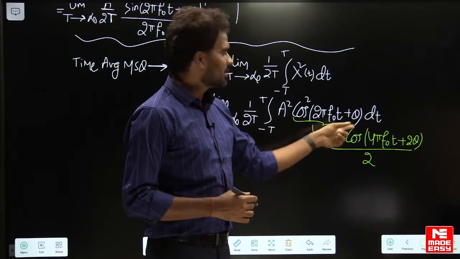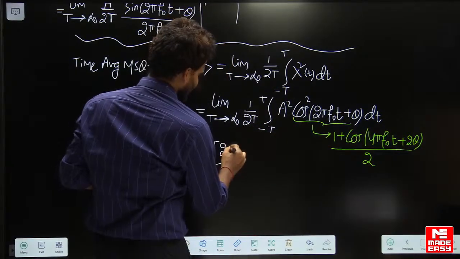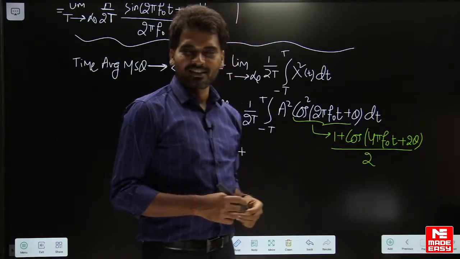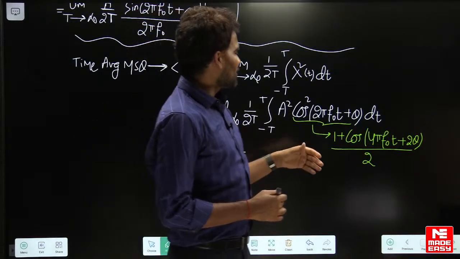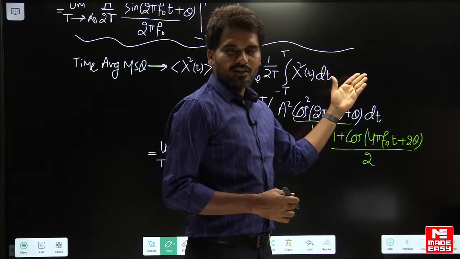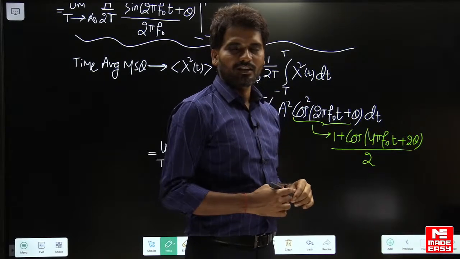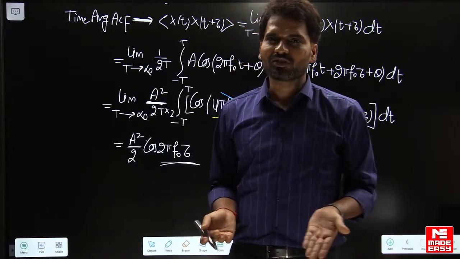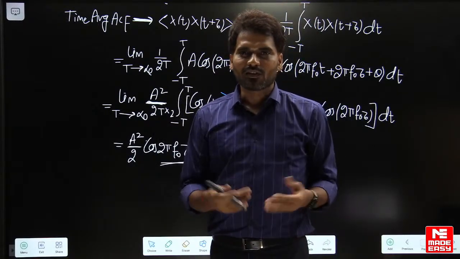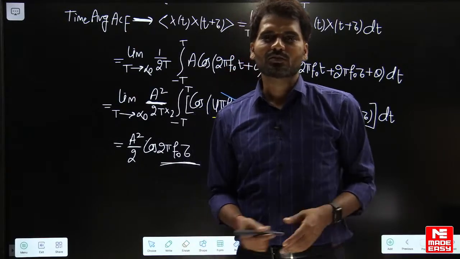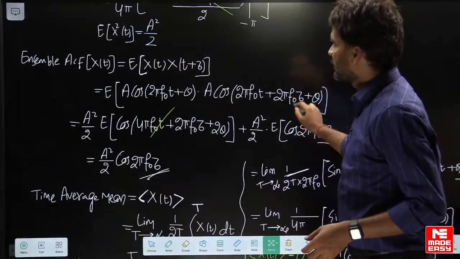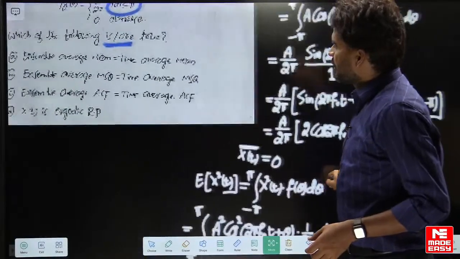The integration of this 1 will be t only, and after substituting limits you will get 2t, plus. What about the second term? The integration of cos will be sine, and after substituting the upper and lower limits, it is the same as previous. Then the variance also is going to be the same: ensemble average variance and time average variance are also going to be the same. If all these quantities are equal, then of course it is going to be an ergodic random process.